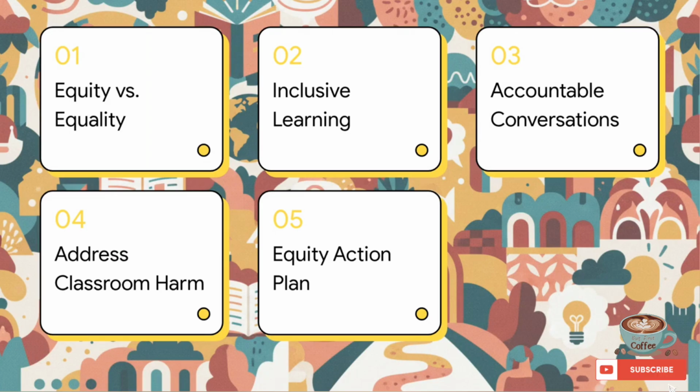Here is our totally practical roadmap for today's explainer. First, we'll cover equity versus equality. Then, designing inclusive learning, followed by accountable conversations. After that, we'll talk about addressing classroom harm, and finally, we'll wrap up with your equity action plan.